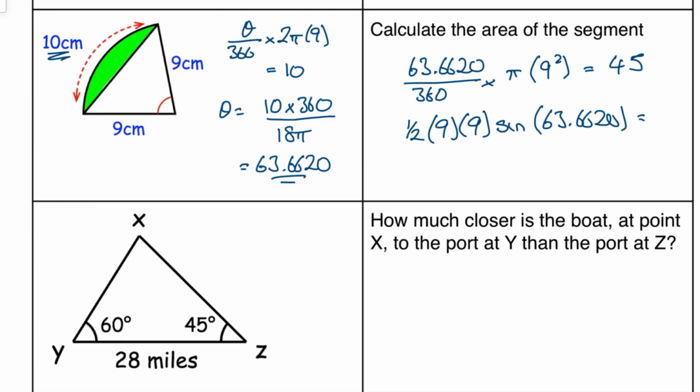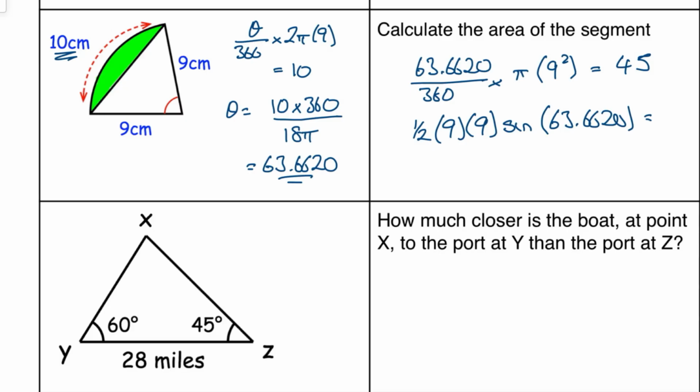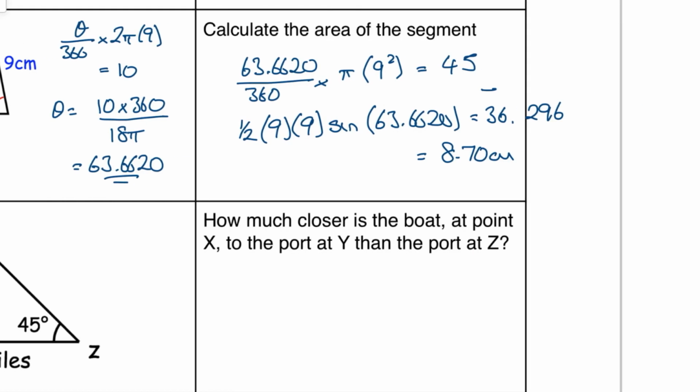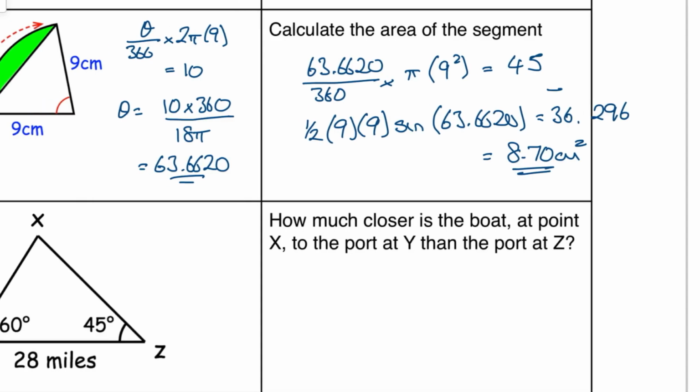So again, calculator out. So 0.5 times 81 times sine of 63.6620, and that's going to give me 36.296. So I'm just going to do one minus the other. So 45 minus the answer I've just got, and that gives me a final answer of 8.70. Is it centimetres? Yes, it is. 8.70 centimetres squared.